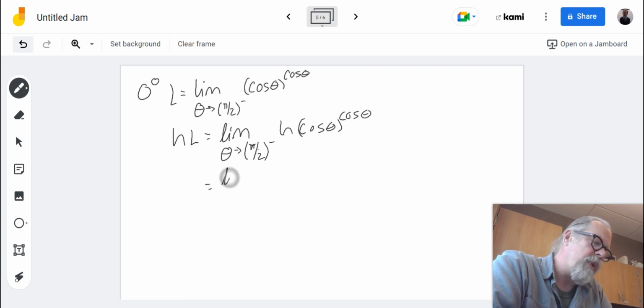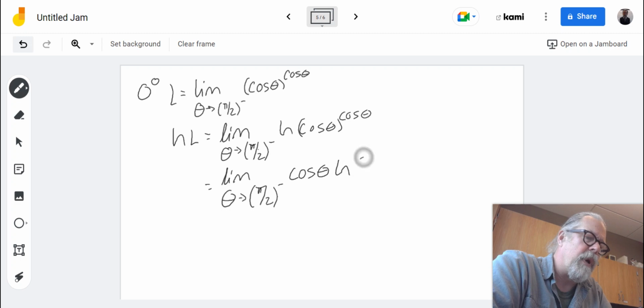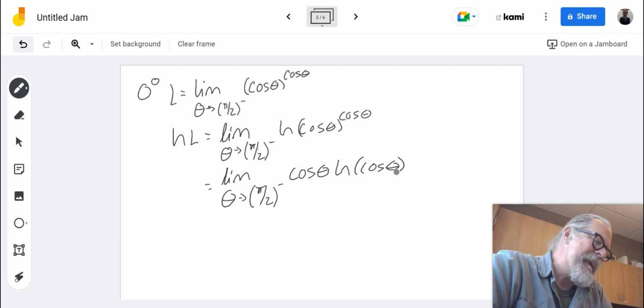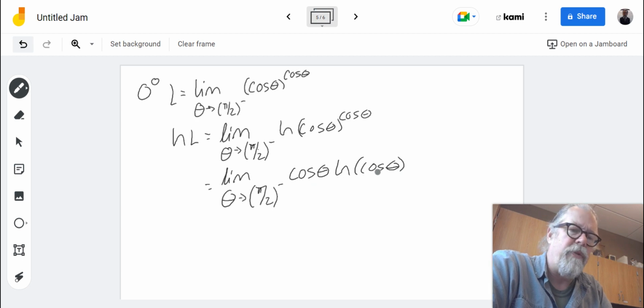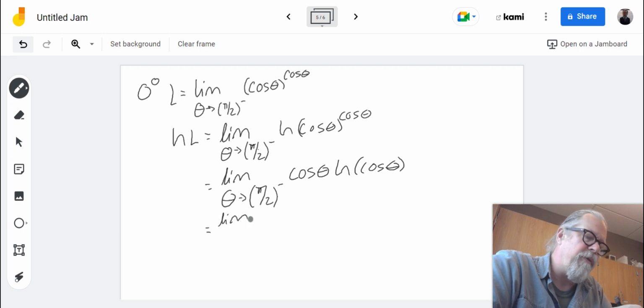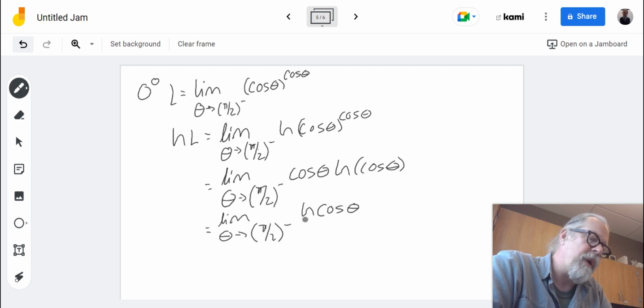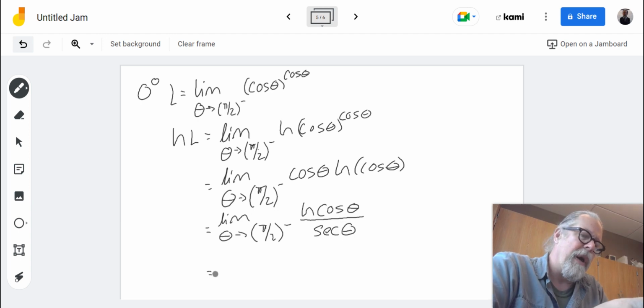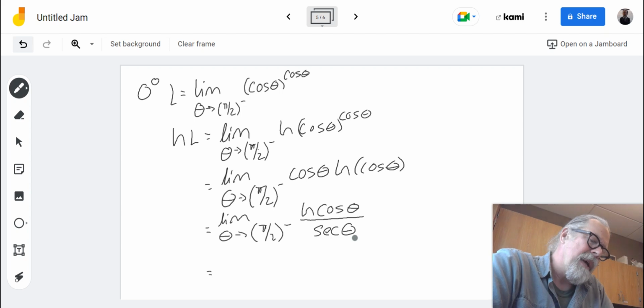This is equal to the limit as theta goes to pi over 2 from the left of cosine theta natural log of cosine theta. And of course, this is 0 times the natural log of 0. This is 0 times infinity. So what I want to do is make it infinity over infinity. As theta goes to pi over 2 from the left, natural log of cosine theta divided by 1 over cosine, which is secant theta. So I've got infinity over infinity.